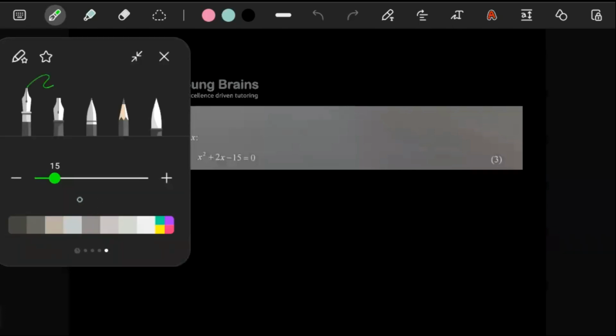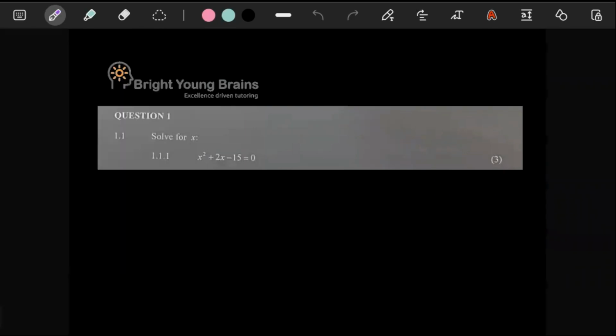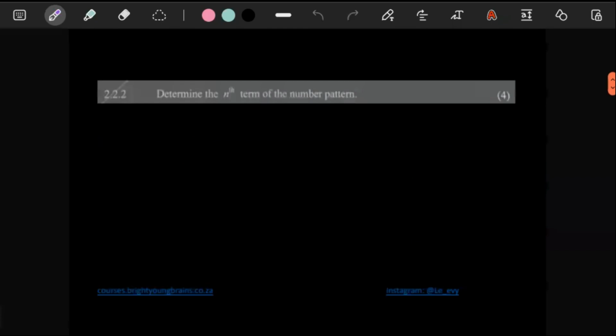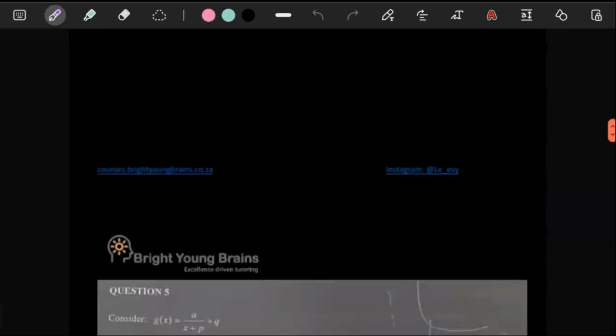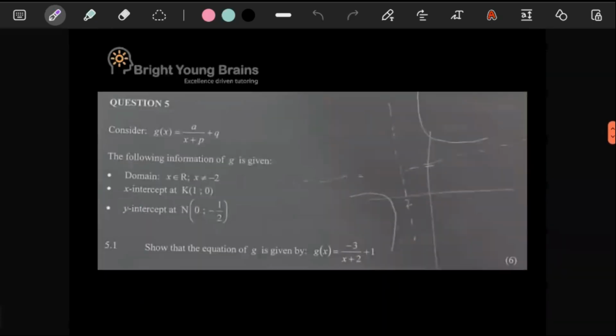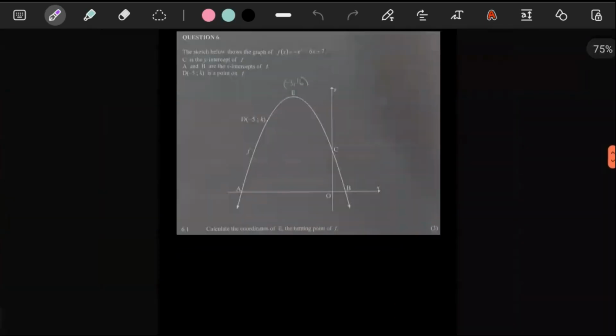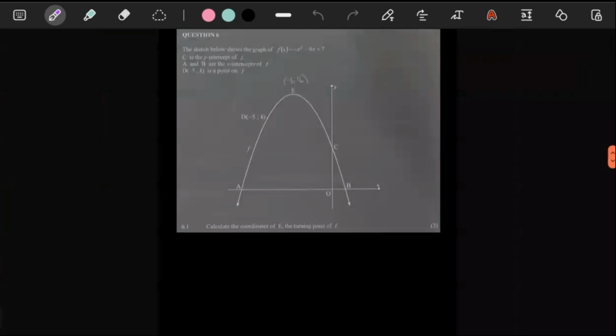2022, June. This paper was actually written in May 2022. It's the Math Paper 1, Grade 12 memo, and that is what we're going through, the whole thing. We're going through all the questions without leaving anything out.